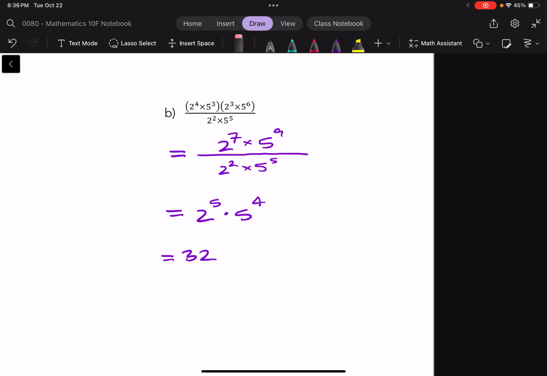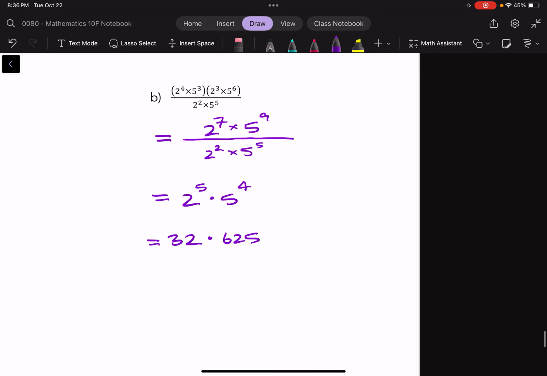And 5 times 5 times 5 times 5, that 5 to the 4, is like 25 times 25. And whether you know this already off the top of your head or not, 5 times 5 times 5 times 5, which is 25 times 25, is 625. It's another one worth committing to memory if you've got the memory space for it. And now we need to figure out what 32 times 625 is.